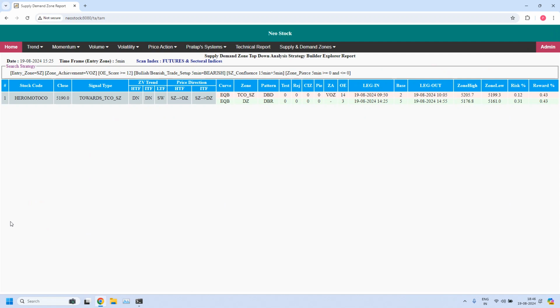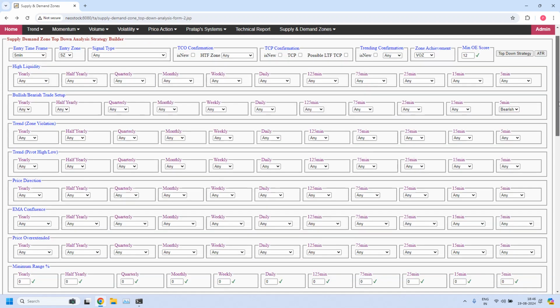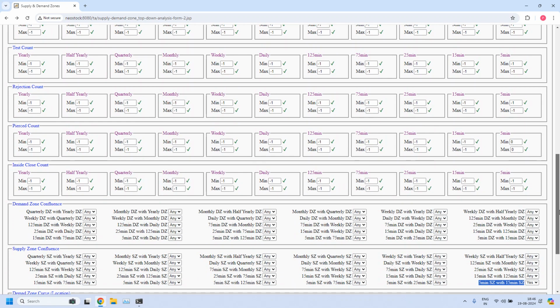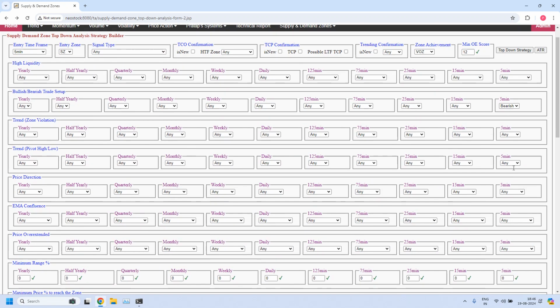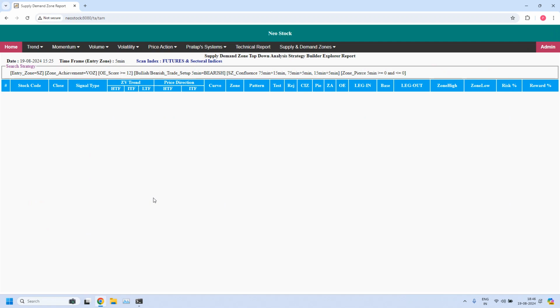Let us verify whether it is having confluence with HTF, that is 75 minutes time frame. 5 minute supply zone with 75. Yes. 15 minute supply zone with 75 minute supply zone is yes. No, all the 3 filters. So no, it is not having HTF confluence, only ITF confluence. We have one stock. So this is about bullish and bearish trade setup for all the income trades.